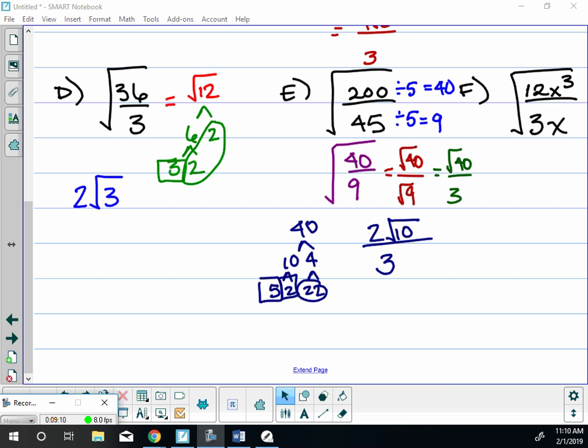So try to reduce the fraction. See if there's any perfect squares. Break it down.